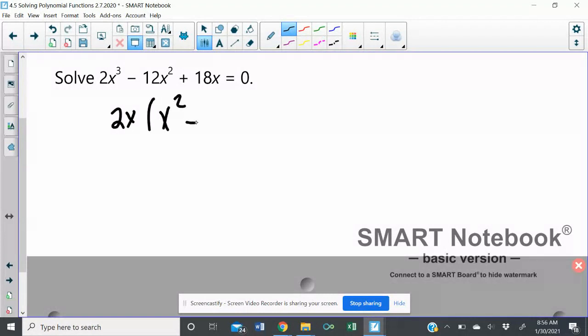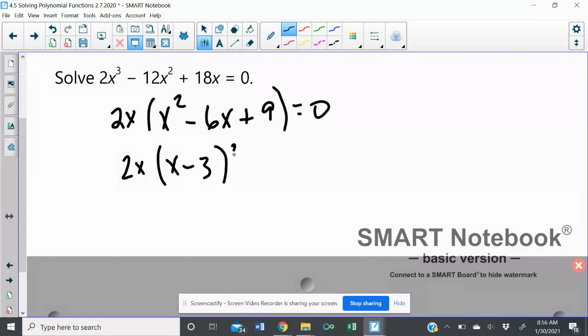Get x squared minus 6x plus 9 equals 0. And then we get 2x, and again, this is a perfect trinomial equals 0. So the question is, what are my solutions here? If you remember, we started with a power of 3. That means we must have 3 real solutions, or complex solutions, we'll call them.